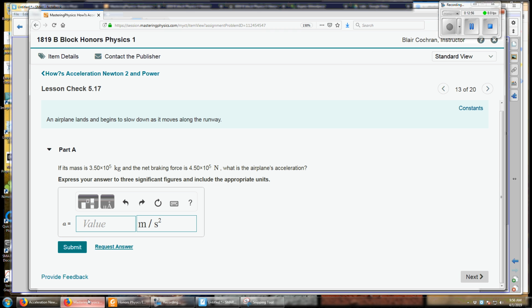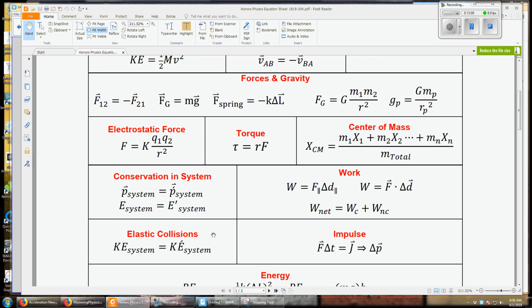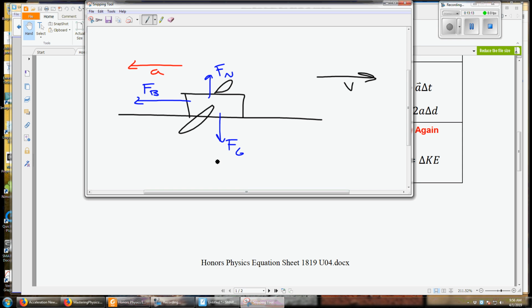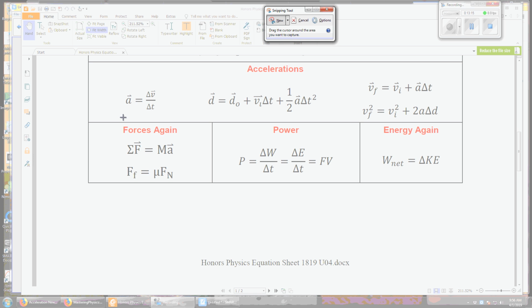Alright, so I know the mass in kilograms, that's good, no conversion there. I know the force, and I want to know the acceleration. I know the net force, which is important, not just the force, but the net force. And I want to know an acceleration. So I'm going to grab my Newton's second law here.